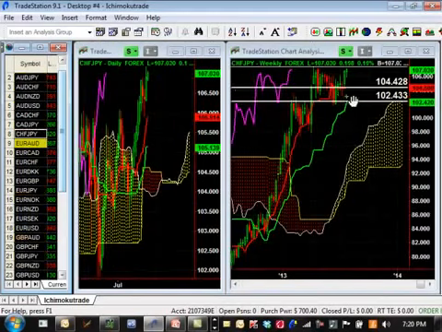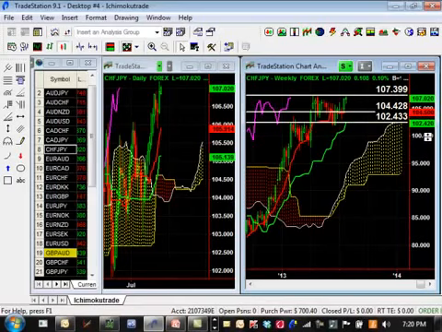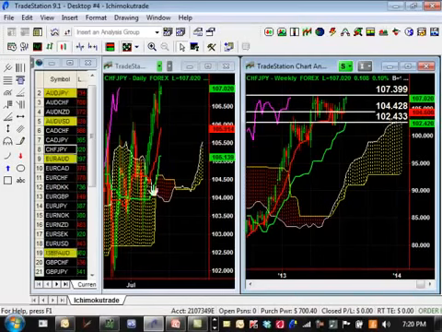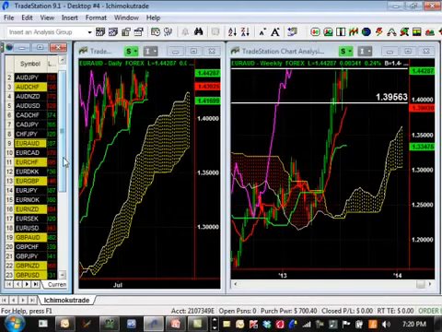Swissy Yen. Really still trending here, very strong, just like the CAD yen, but this seems to be stronger. It's butting against its resistance right now, which is 107.39. Support on this one's going to be 104.42. Let's go look at the euro pairs now.